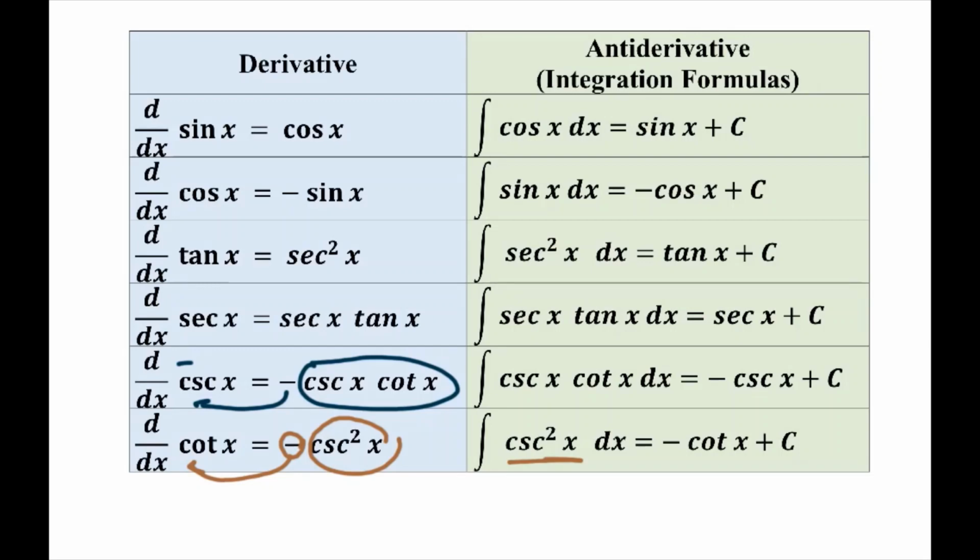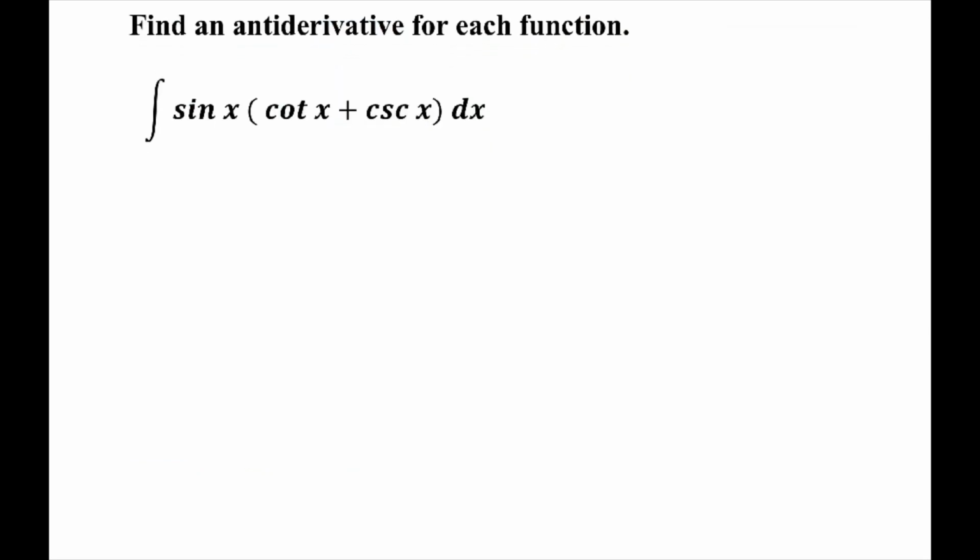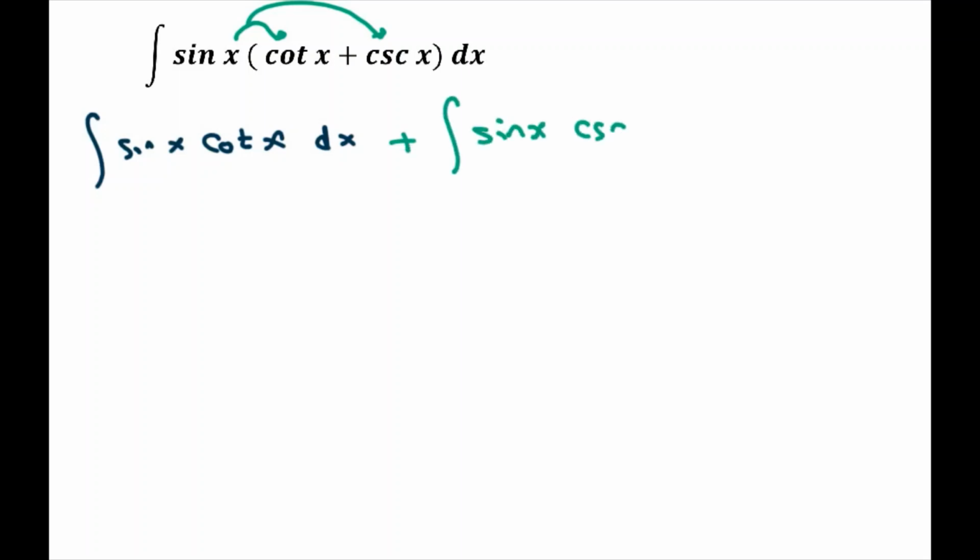Let's try to use these formulas to solve these questions. Now here I need to find the antiderivative of this function. First of all, I need to expand to get rid of these parentheses. That's going to be the integration of sine x cotangent x dx plus the integration of sine x cosecant x dx. Now I'm going to make this cosine over sine, and I'm going to make this 1 over sine.